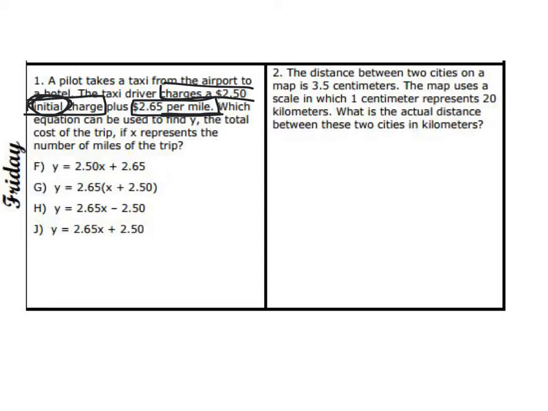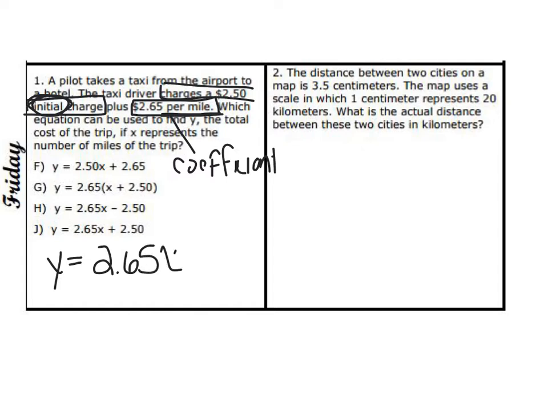So then the way you would write it is, because this is your coefficient, what are you doing with it? Are you only adding it, or what? Yeah, you're multiplying it with the number of miles. But we don't know the number of miles, so then that's going to be y equals $2.65 times the miles, which is x, plus $2.50. And that will give us letter J.